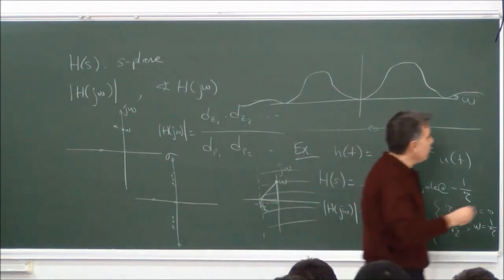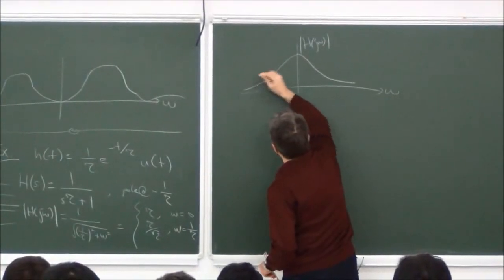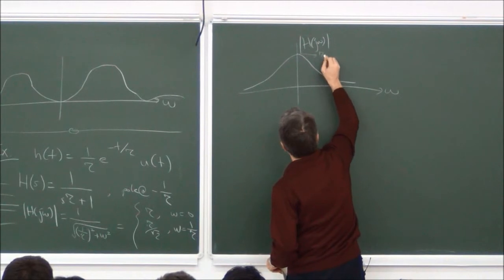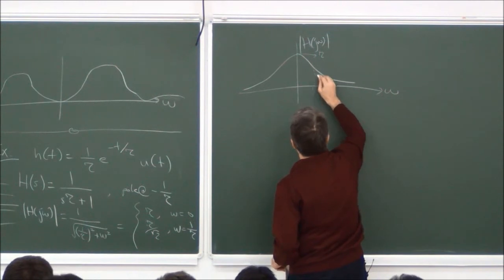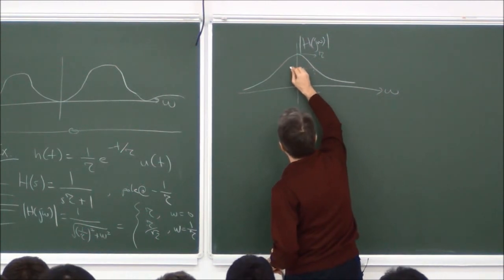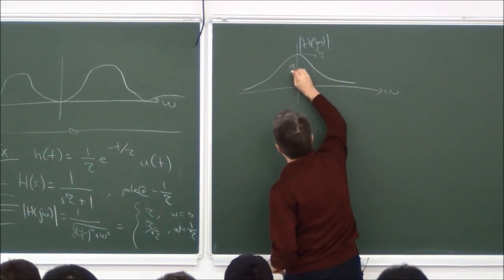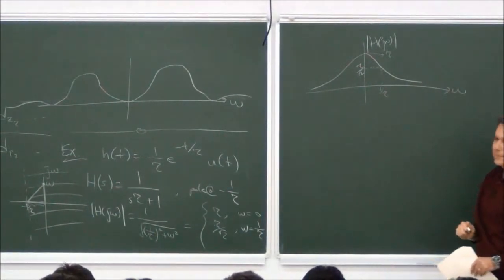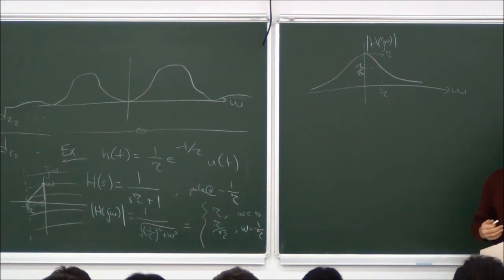So if we just roughly try to plot this h of j omega magnitude as a function of frequency, it will start from something large and it will decrease, and the peak value will be tau, and at omega is equal to 1 over tau, for example, this point will be equal to tau over square root of 2. So that's kind of a shape. It is a low pass filter, sort of.